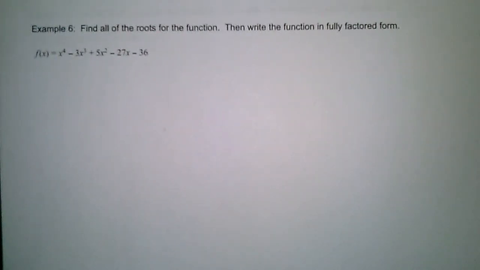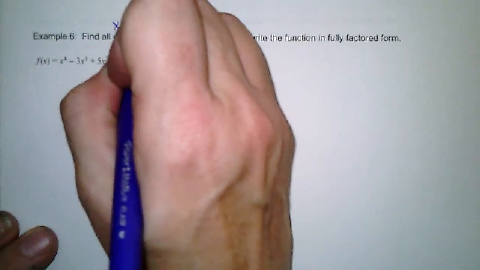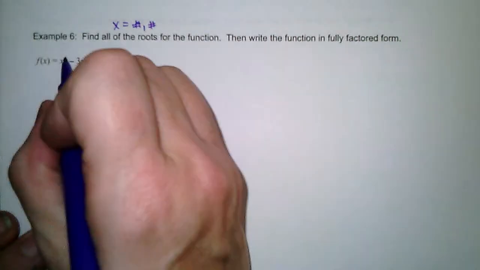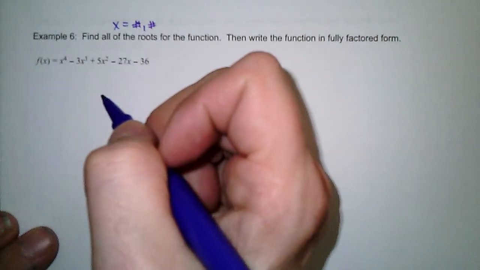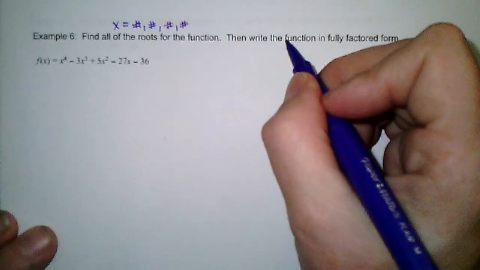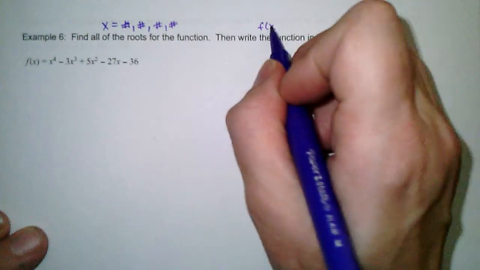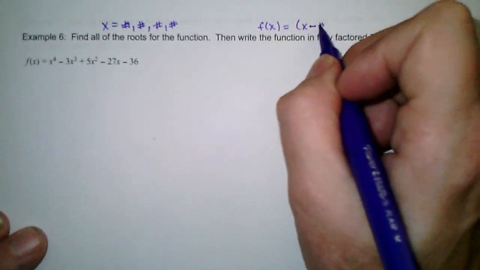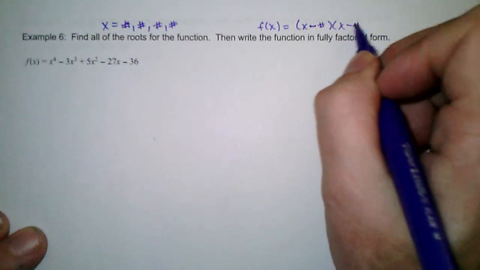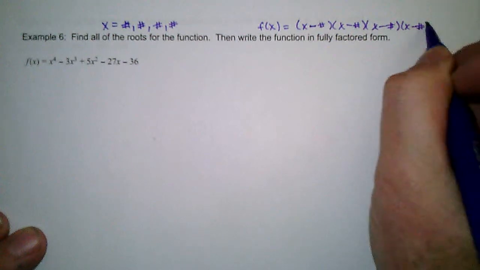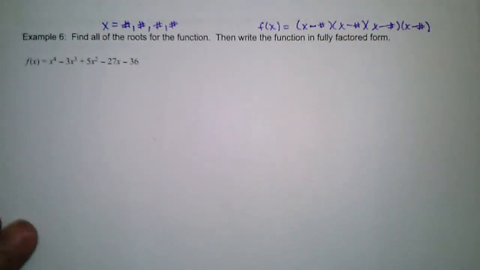So finding all of the roots looks like x equals all of our numbers. Well, how many roots will we have? The degree is 4, so we're going to need 4 roots. So we'll have 1, 2, 3, 4. And then writing it in fully factored form is going to look like x minus a number, x minus a number, x minus a number, x minus a number. So we have two kinds of answers.